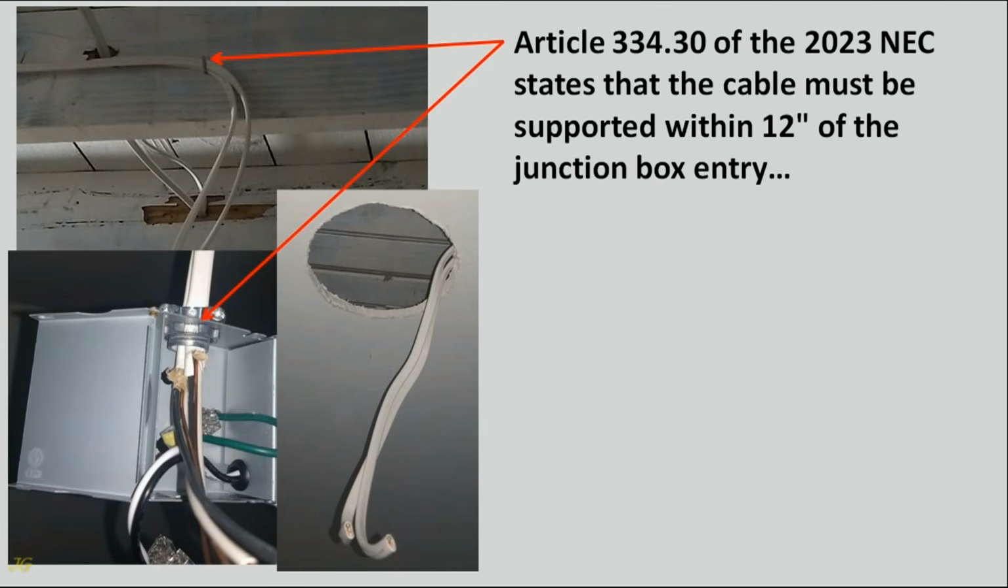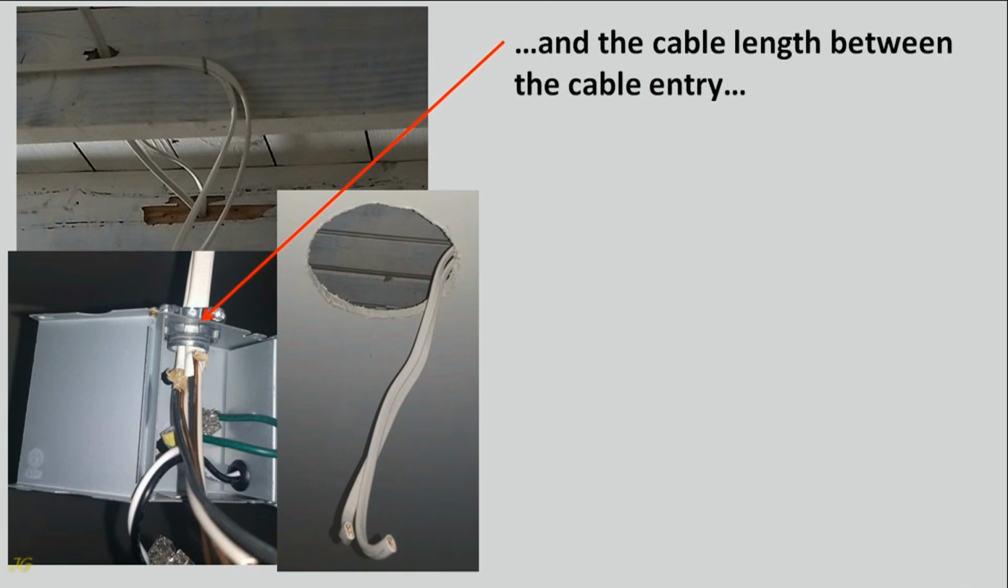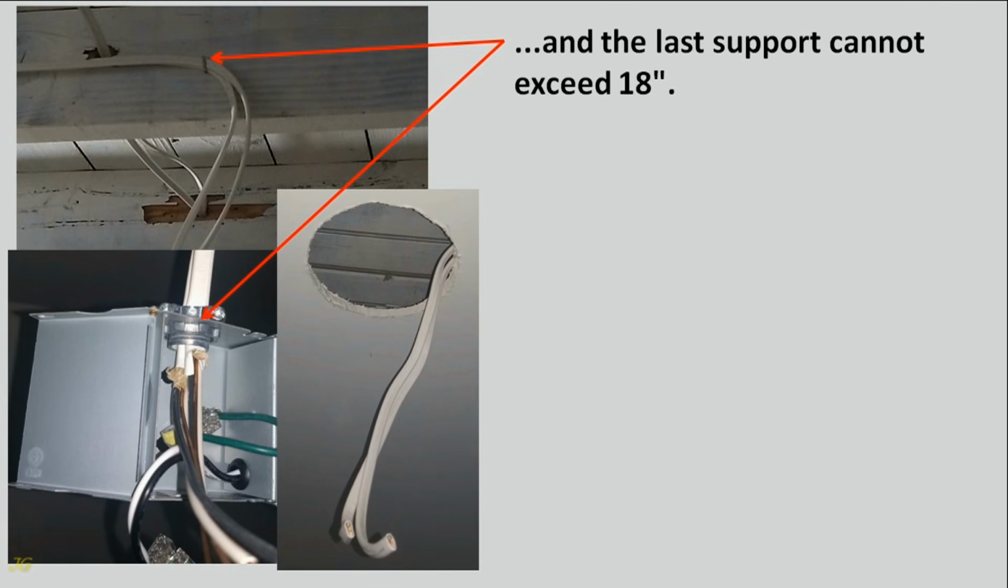Article 334.30 of the 2023 NEC states that the cable must be supported within 12 inches of the junction box entry, and the cable length between the cable entry and the last support cannot exceed 18 inches.